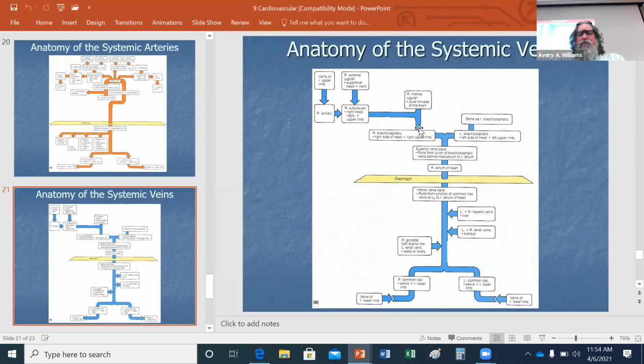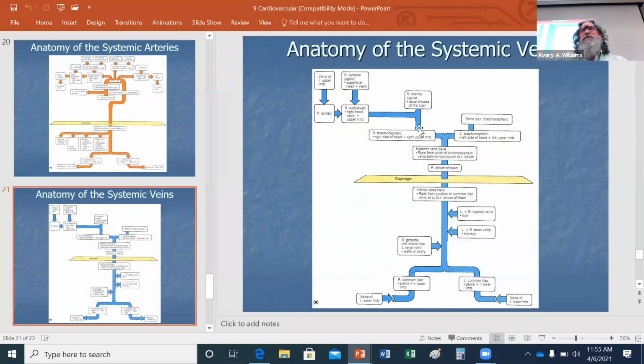Which of the following blood vessels drain the kidneys? That's pretty easy. Is it the iliac veins, the gonadal veins, I'm trying to think of some bad answers. Renal veins. What drains the kidneys? Yeah, it's renal. Anytime you see renal, think kidneys.